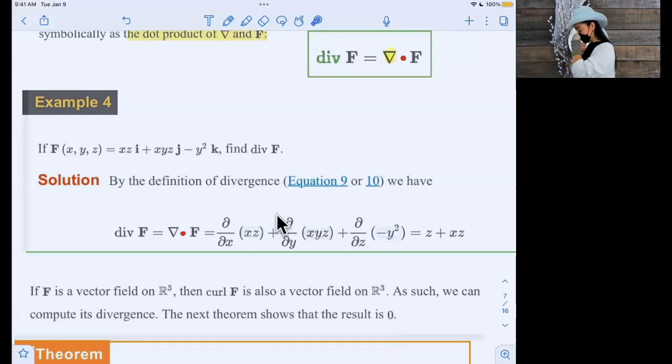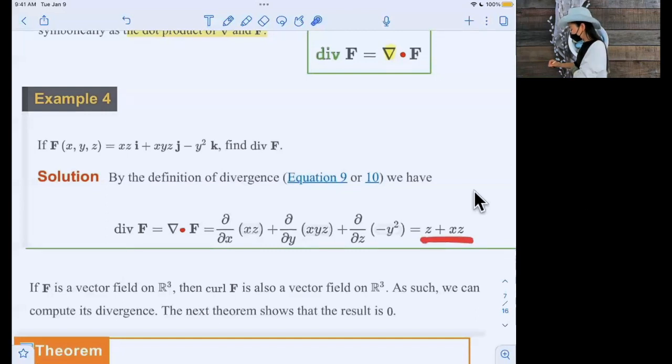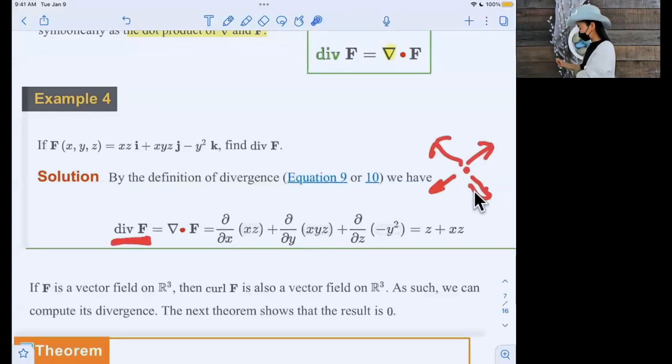Then you just do the differentiation. Take the partial derivatives, and you should come out with z plus xz. That is the divergence of F. What's the physical meaning of this? It actually measures the tendency of the liquid to go away from or toward a point. So that's the divergence.